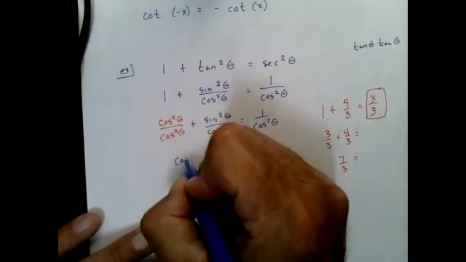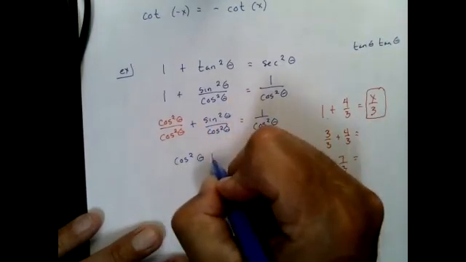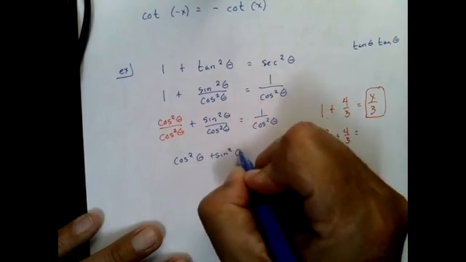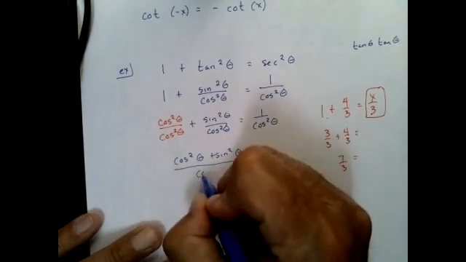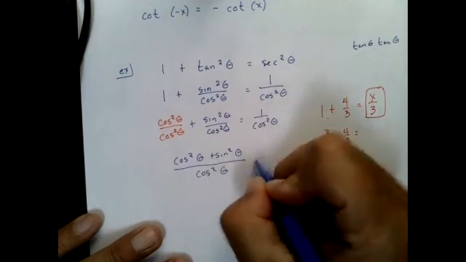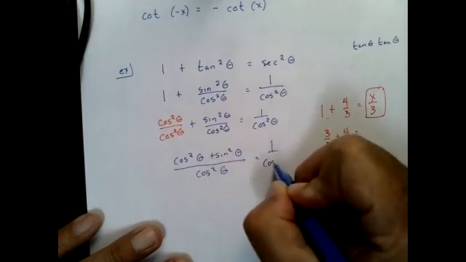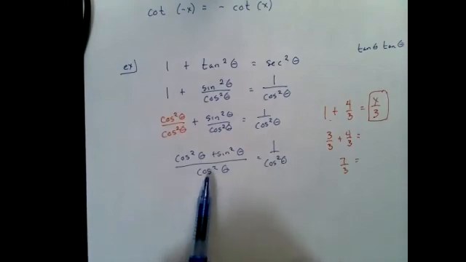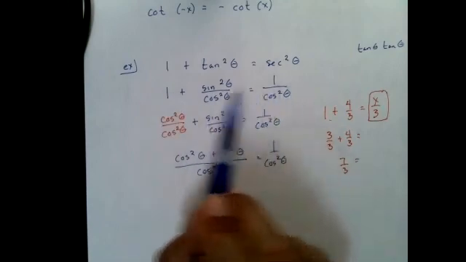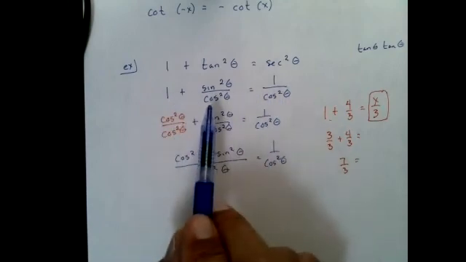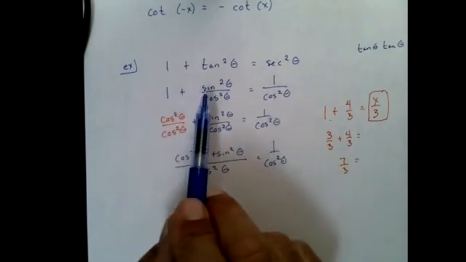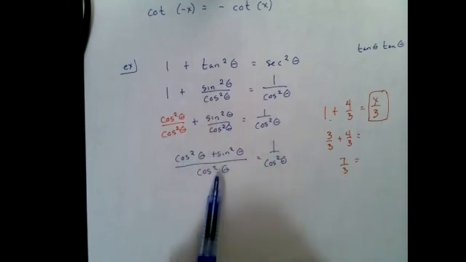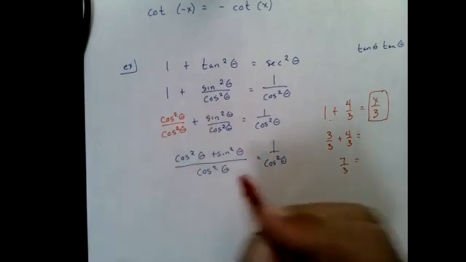This becomes cosine squared of theta plus sine squared of theta over the cosine squared of theta equals 1 over, well, if the left side and the right side both have the same denominator, and again, this is different than what's up here, I can't just say, oh, there's cosine squared, I can drop them, because this is 2 terms. I need to make it 1 term. I can now drop the cosine squareds.